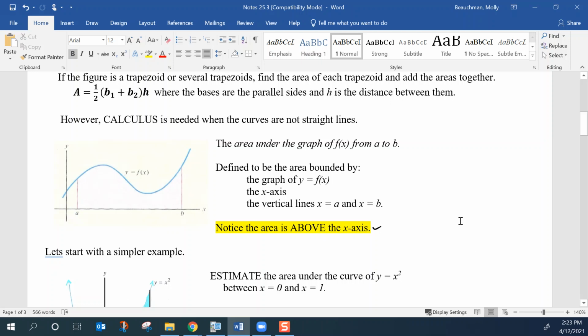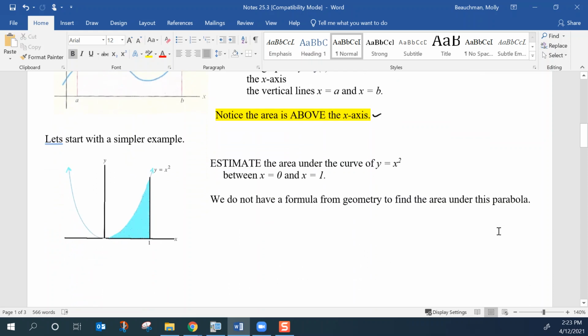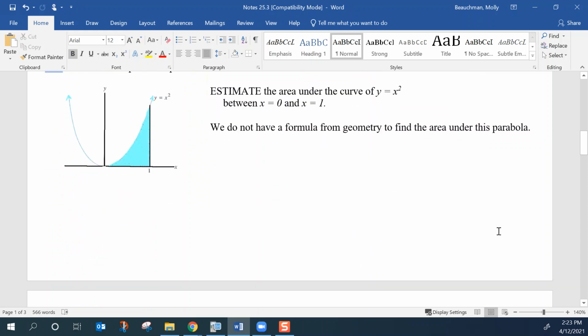Let's start with an example. Estimate the area under the curve of y equals x squared between 0 and 1. We have a curve, so we can't use a simple geometry formula to find that area. We'll start with numerical integration, and then we'll move into how to find the area exactly in the next section. As long as you have a formula for your curve and you can integrate it, then you can find the exact area. But if you can't, you have to use a numeric integration technique.